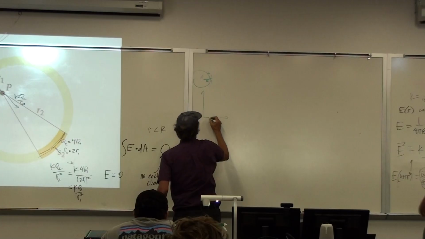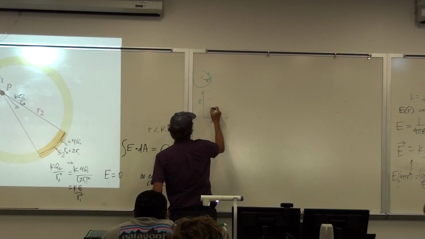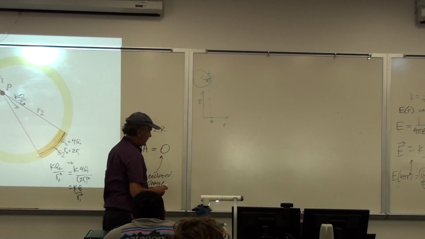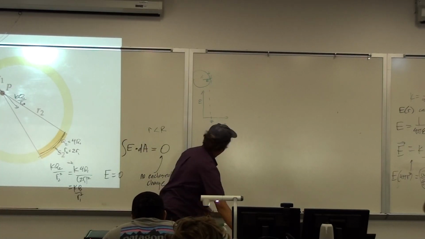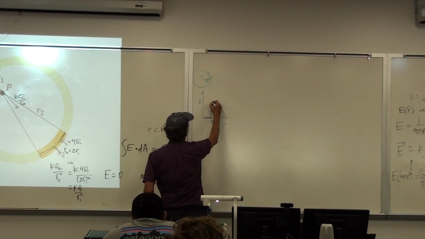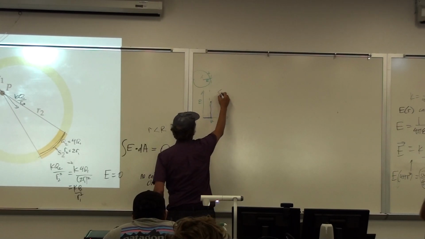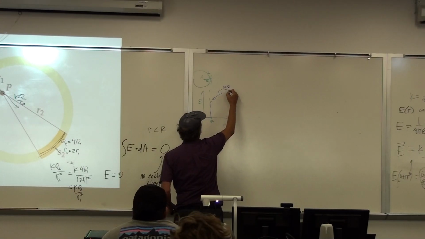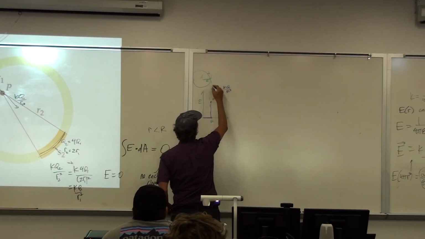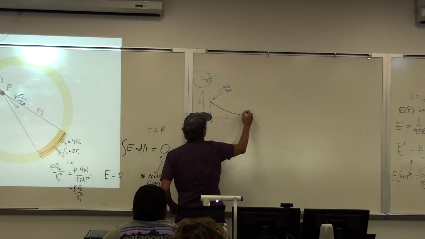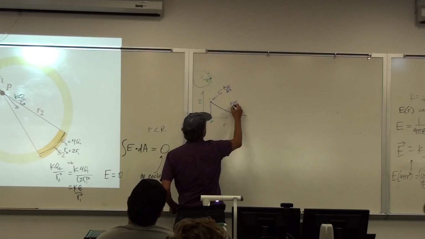Value here is R. This is E. And this is our radius R away. Okay, so if we want to plot this up, then we can make it 0 to here. But then once we get to the radius R, at this point it's going to be kQ over R squared, because now we're at the surface. And then from there on, it's going to drop as 1 over R squared.